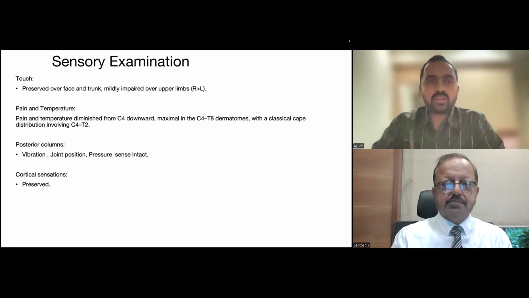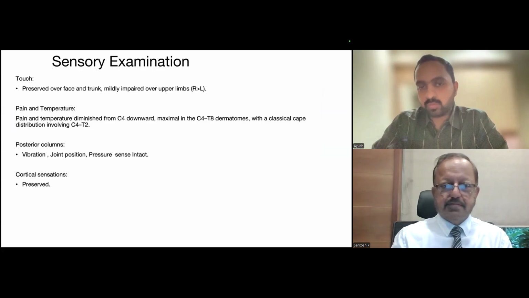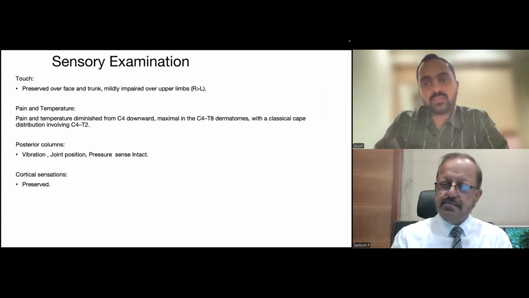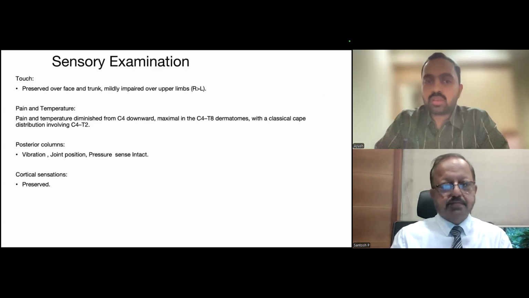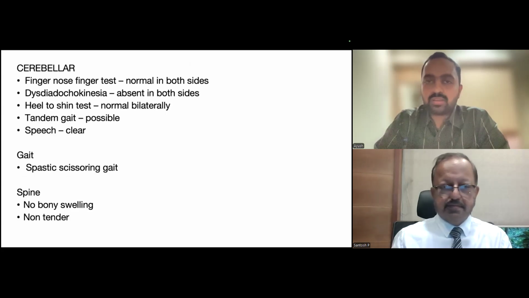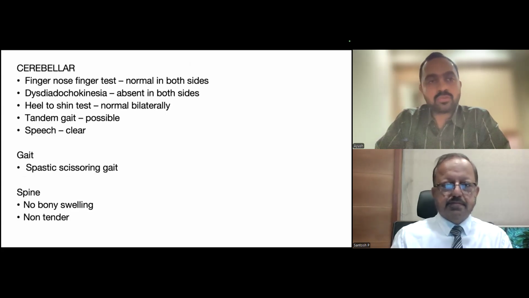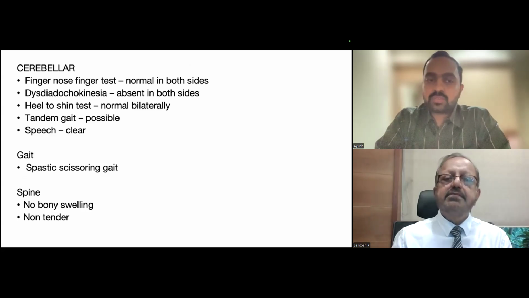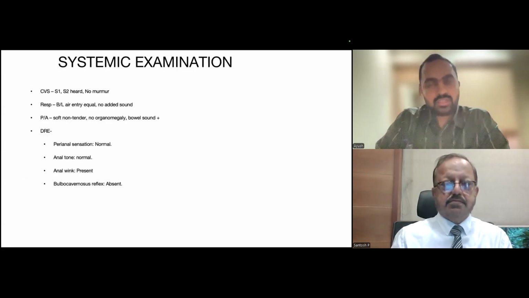Then the sensation: touch was preserved over face and trunk and mildly impaired over the upper limbs. Pain and temperature were diminished from C4 downwards, maximally in the C4 to T8 dermatomes with a classic cape distribution. Posterior column vibration, joint position and pressure sense were intact. Cortical sensations were preserved. Cerebellum was within normal limit. Gait was a spastic scissoring gait. General systemic examination was normal.